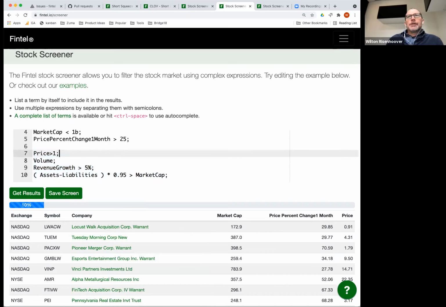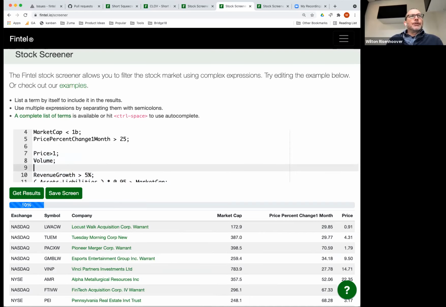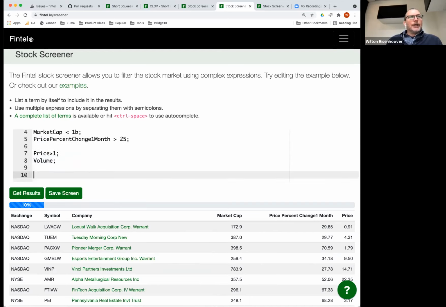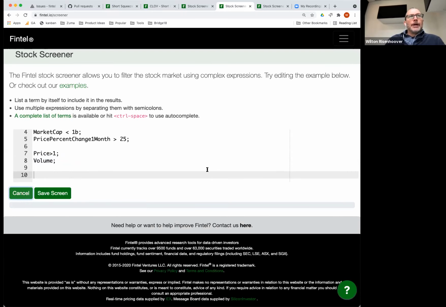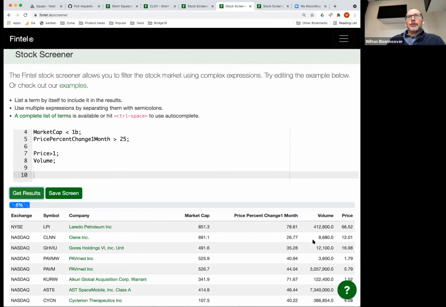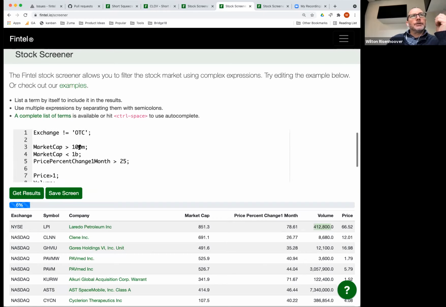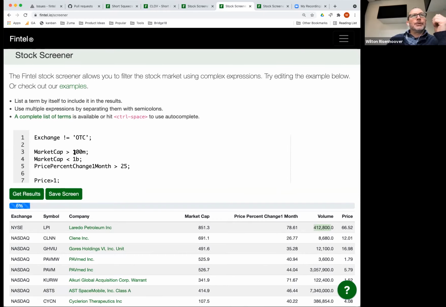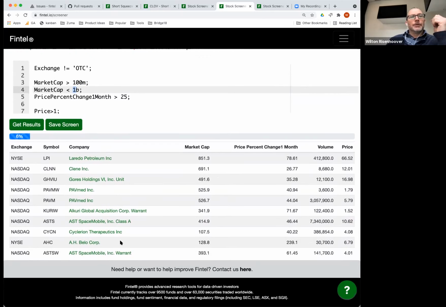If I want to add something to the results, but I don't want to filter on it, I can just put the term here and add a semicolon. Let me just show you how that looks. Now I have the volume for these companies on the right side, in addition to the other terms that I screened on, okay? So again, the market cap for all these companies should be greater than 100 million and they should all be below 1 billion, okay? Questions so far? I see 10 people here and not a peep in the chat, okay?